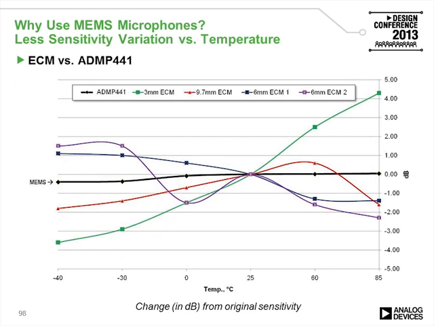Another advantage of MEMS microphones is their stability over temperature. Shown here in this graph is the sensitivity of 5 different microphones as their ambient temperature is swept from -40 to 85 degrees Celsius. And you can see that the sensitivity of the Analog Devices MEMS microphone, which is the black line in the middle, stays pretty steady over the entire temperature range, whereas the electret condenser microphone sensitivities change widely and somewhat unpredictably over the temperature range.